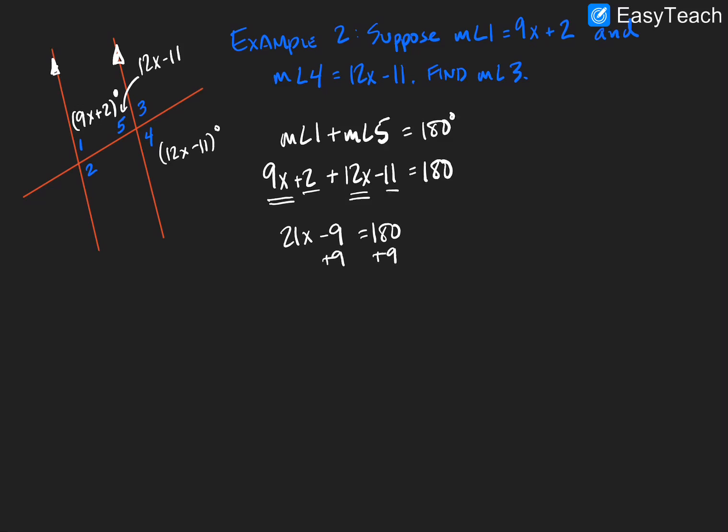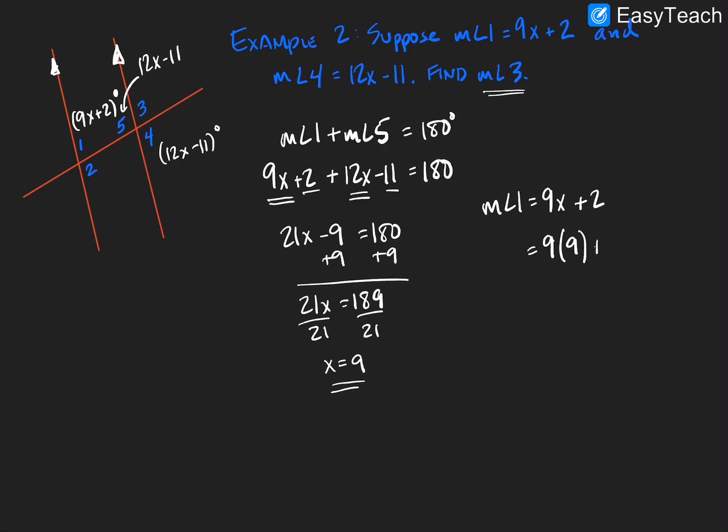And then I'm going to add 9 to both sides, so 21x equals 189. And then I'm going to divide both sides by 21, and that's going to give me x equals 9. So now I know x equals 9. I'm not done, though, because that's not what I'm supposed to find. I'm supposed to find the measure of angle 3. Remember, I decided that angle 3 is going to be the same measure as angle 1. And since I now know what x is equal to, I can say that the measure of angle 1, which it said was 9x plus 2, will be 9 times 9 plus 2, which is 81 plus 2, which is 83 degrees. So the measure of angle 3 is going to be 83 degrees.